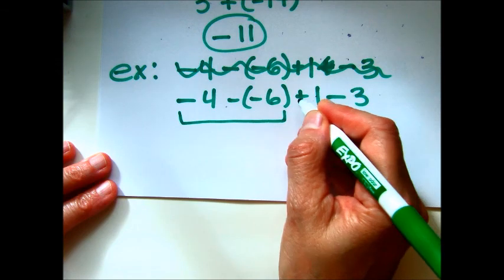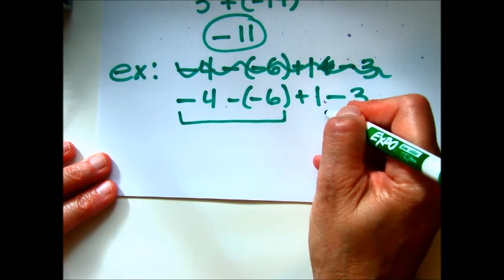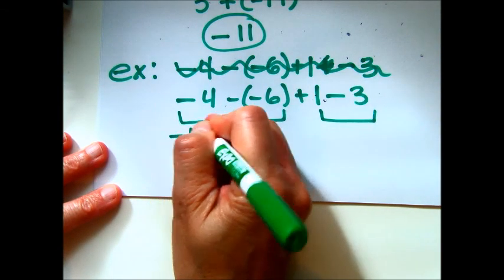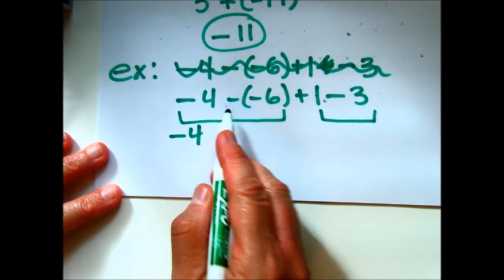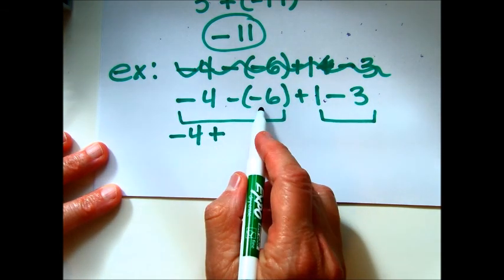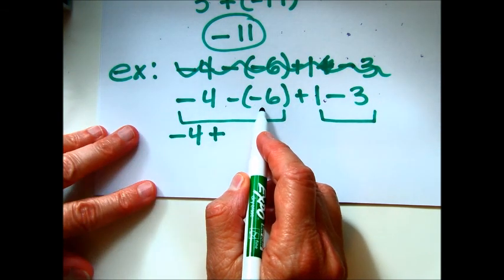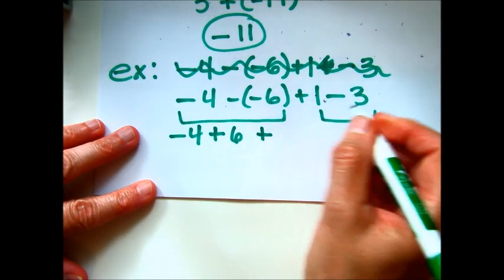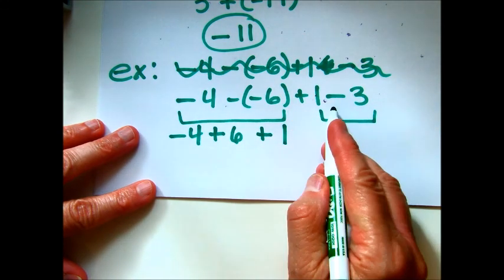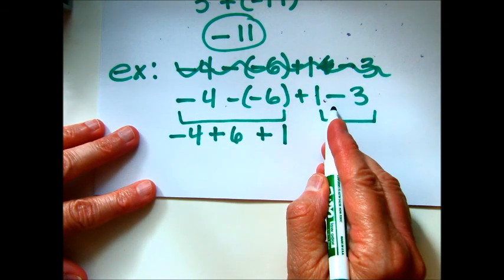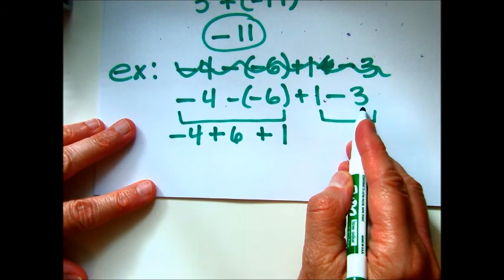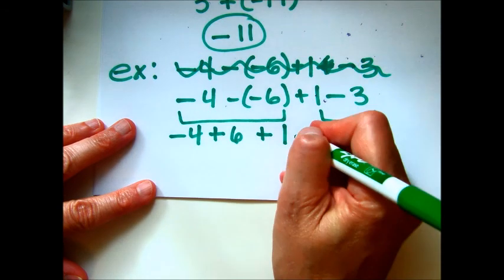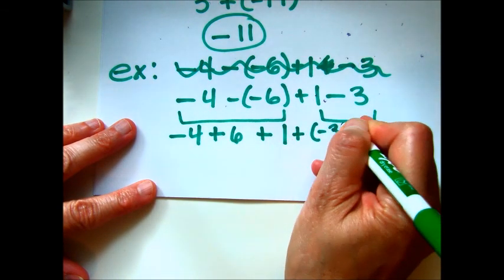This is add plus 1. We don't need to fix that, but we do want to change this part here. So I'm going to rewrite the negative 4, change subtraction to addition. And I want to write the opposite of negative 6, which is a positive 6. This is plus, and then plus 1. So I want to change that subtract to an addition sign, and then convert that to the opposite of positive 3, which is negative 3. So plus negative 3.